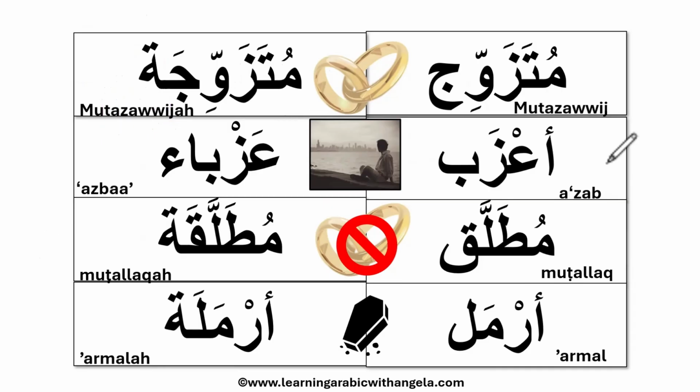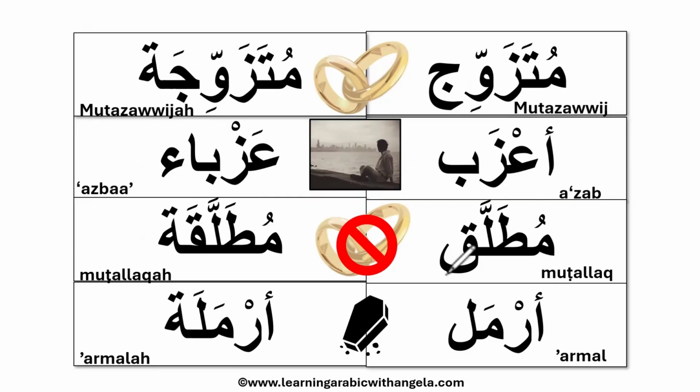How to say you're single in the masculine. Ana, for example, I am. Ana a'zab. A'zab. Again, phonemes. Ana a'zab. In the feminine, ana azba. Az and then ba. Azba. Ana azba.